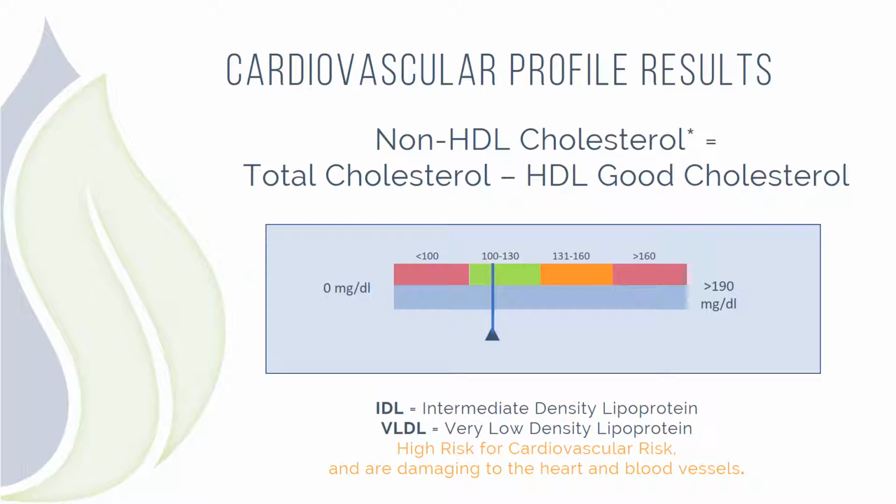The calculated normal for this is between 0 and 190 for a non-HDL, but optimal at Destiny Well is in the 100 to 130 range. Values of less than 100 may indicate that you don't have enough total cholesterol to help your membranes and your hormone synthesis. 131 to 160 is mildly elevated, and values over 160 probably are higher risk, and so Destiny Well has set their too high range at anything over 160.